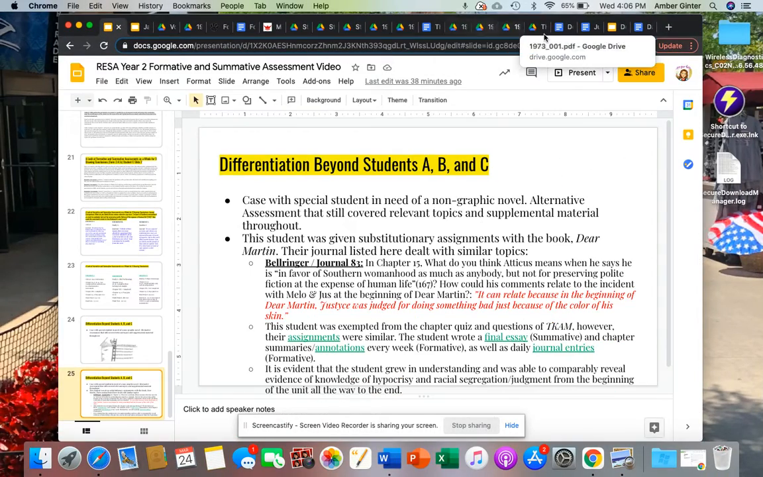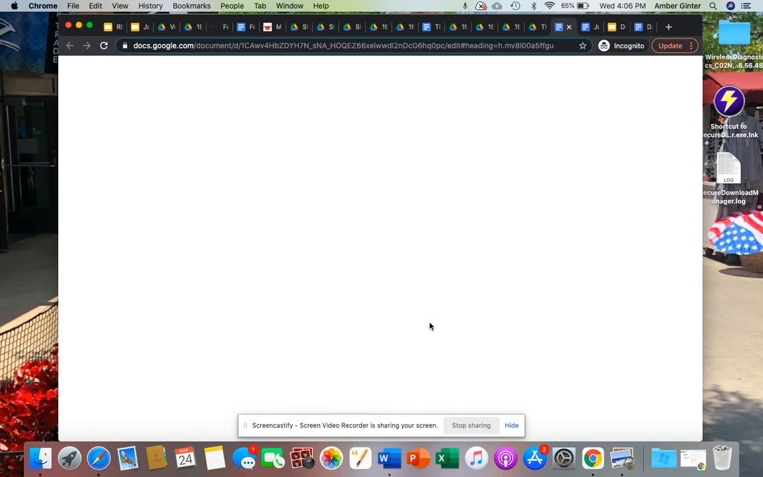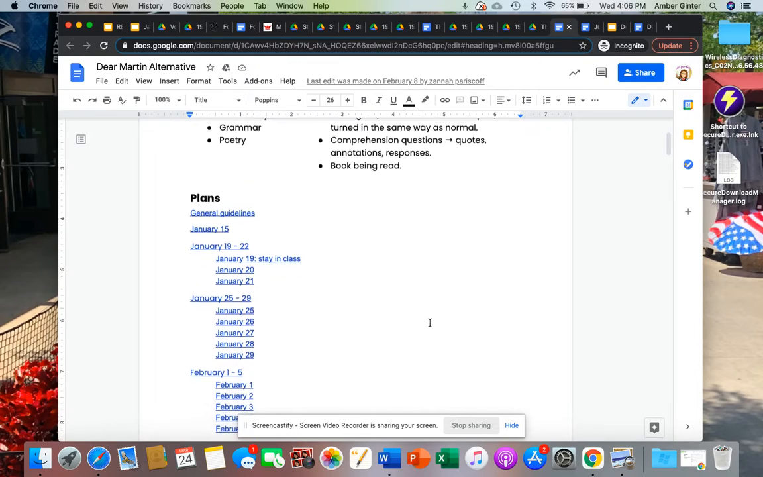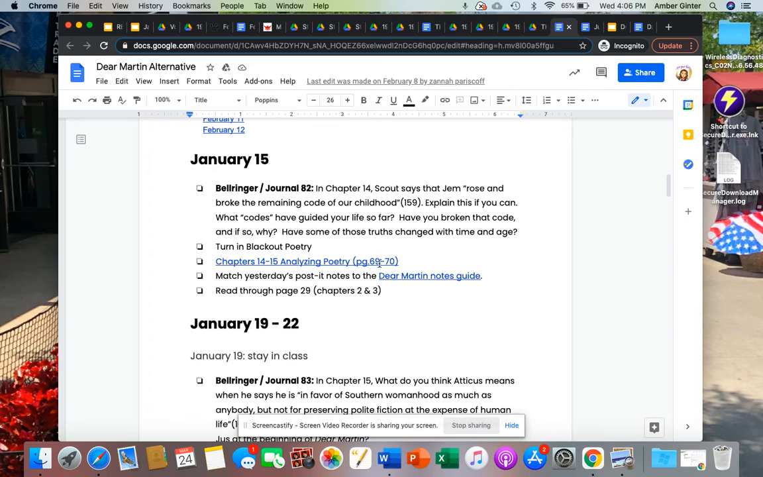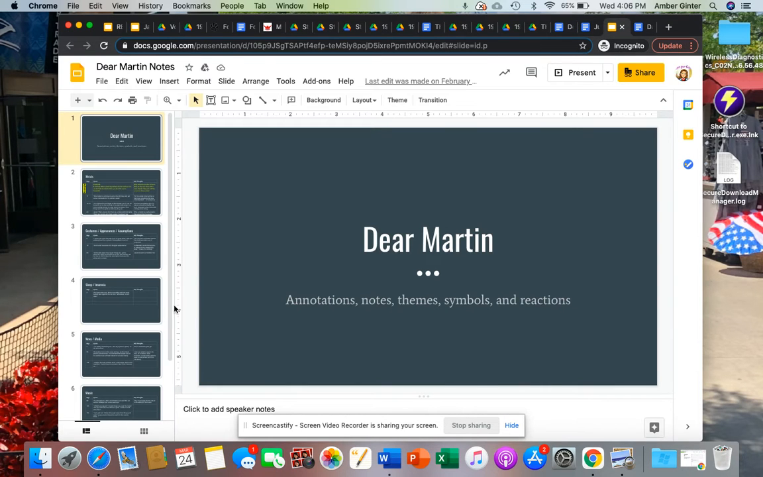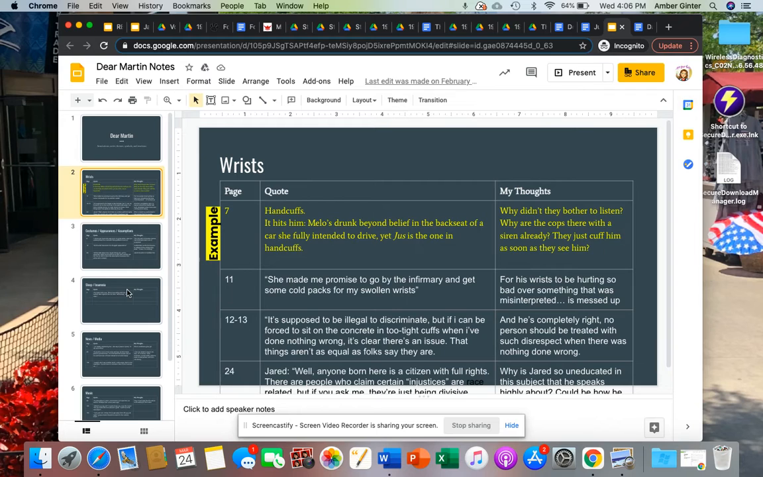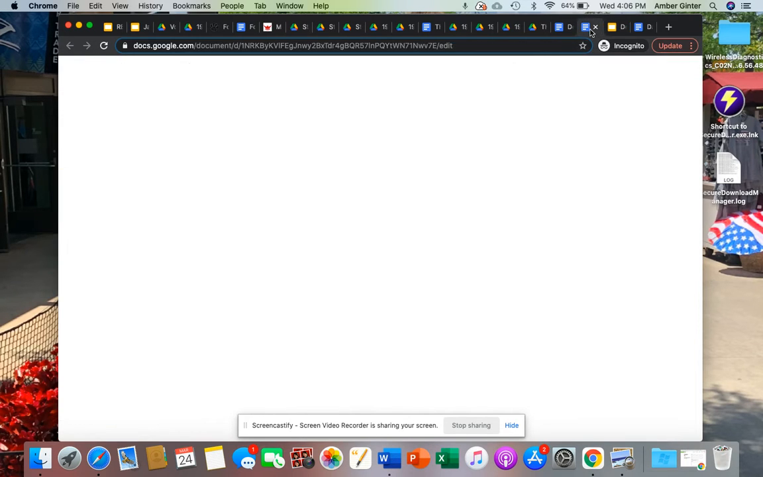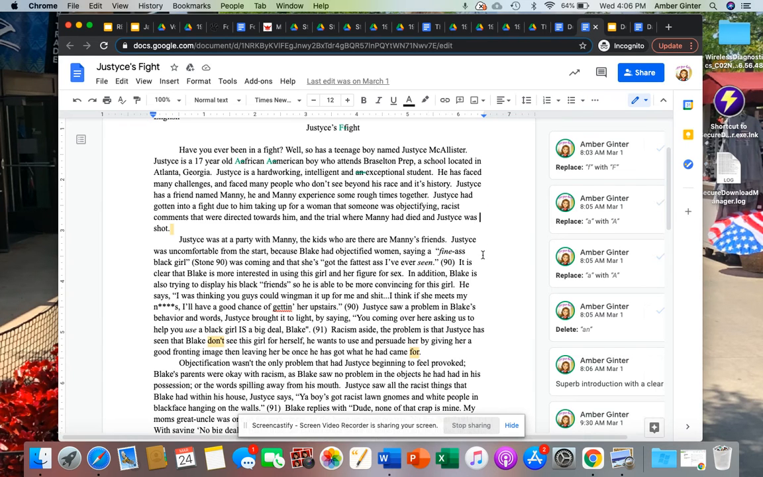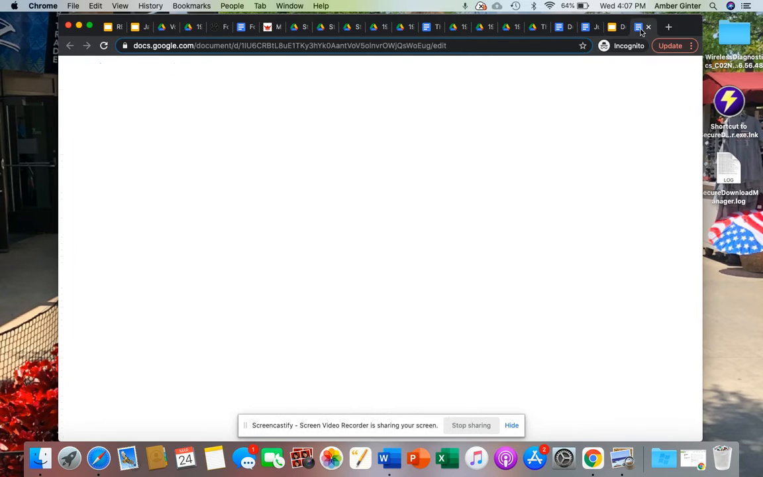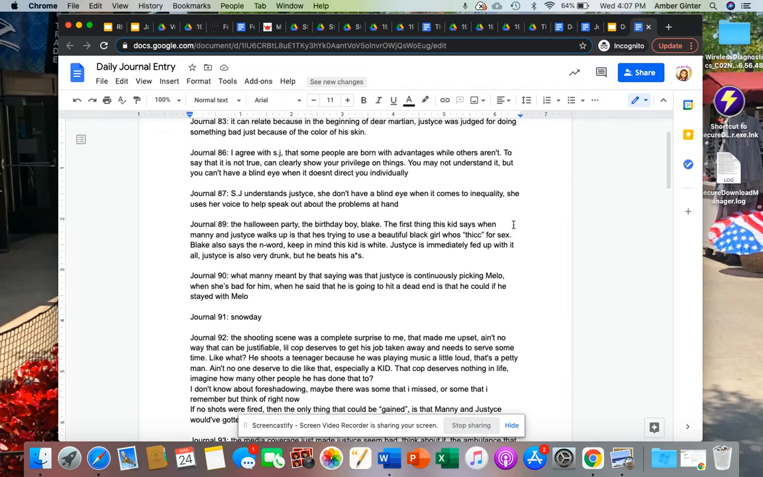I can show you those here with the alternative plan that they were given. Can just see they had similar assignments, certain days, and then additional ones. Here they were given to annotate, and the student would list examples underneath of the teacher example, the student would put theirs. And this student really reflected excellent understanding of racism and segregation by the end. This was their final assessment that was different than everyone else's, as well as their daily, weekly journal entries.